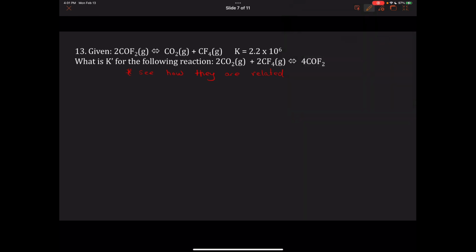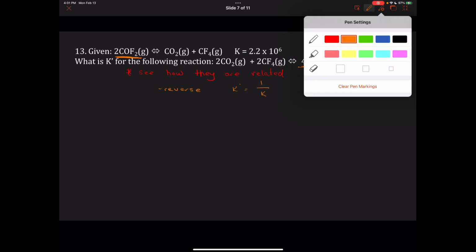So first thing I noticed comparing these two reactions is that in my given reaction, the COF2 is a reactant, but it's a product in the reaction we're interested in. So it is the reverse of my original. And if it's the reverse, K prime is 1 over the original K. But that's not the only difference that we see.